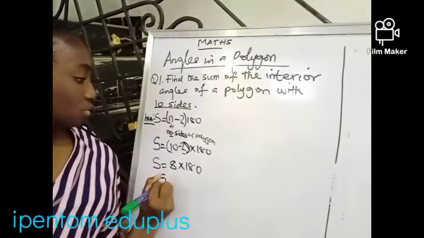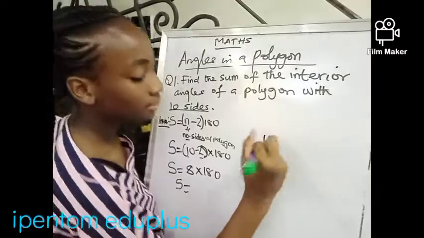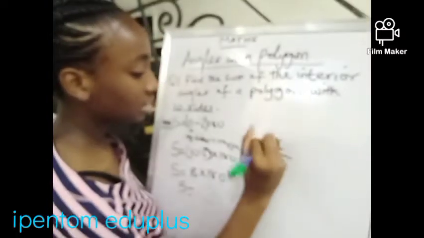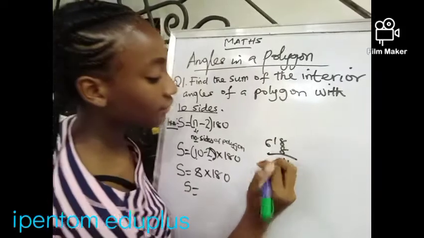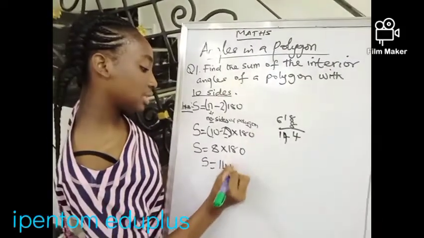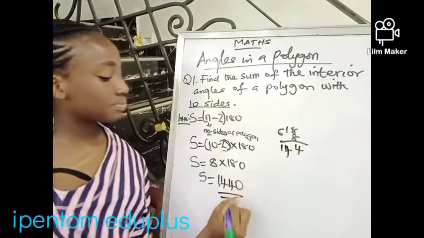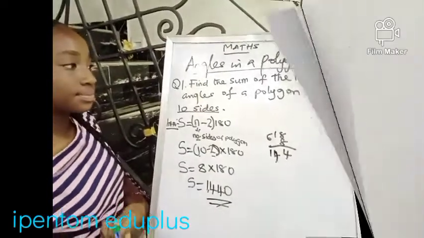So S, 8 times 180, is equal to 1440. Okay.